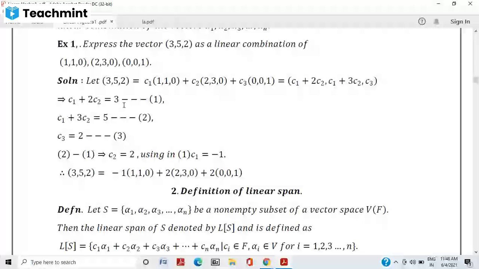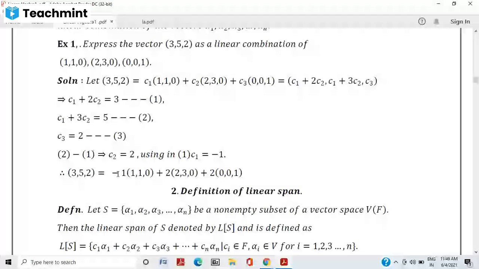Then to get C1, substitute in either equation 1 or equation 2. Then we get 3 minus 4, that is minus 1. Here if we substitute also, what do we get? C1 is 5 minus 3C2. That means 5 minus 6, that also we get as minus 1.